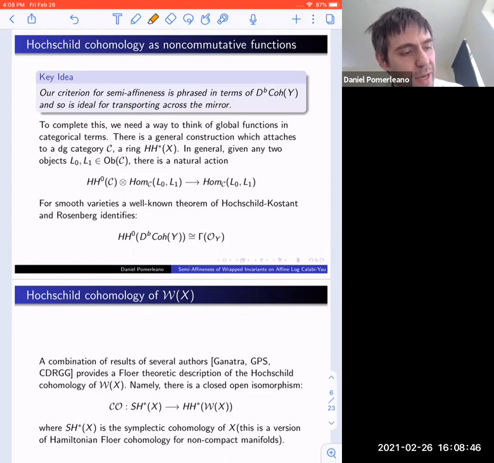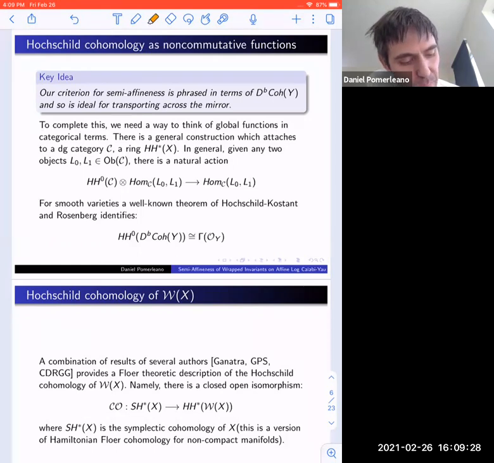Given any two objects in the category, you have an action of the Hochschild cohomology on the Hom groups. So there's an action from HH0 of your category C, a module structure on any Hom group between any two objects. For varieties, there's a well-known isomorphism between HH0 of this derived category and global functions on Y.